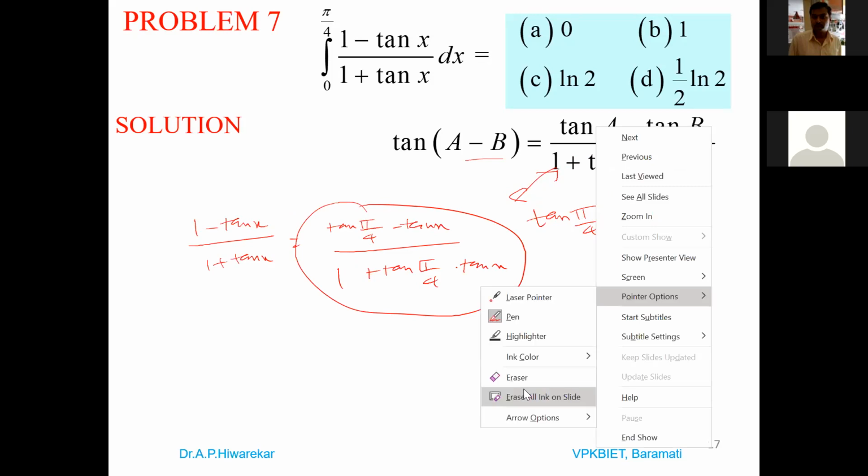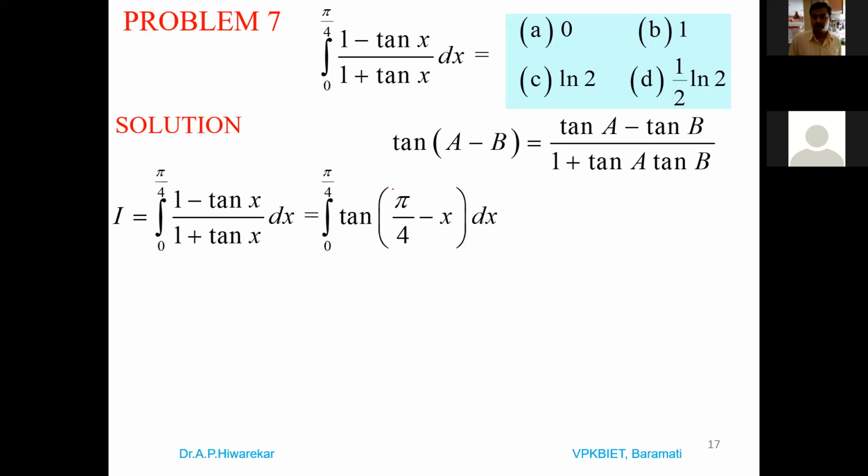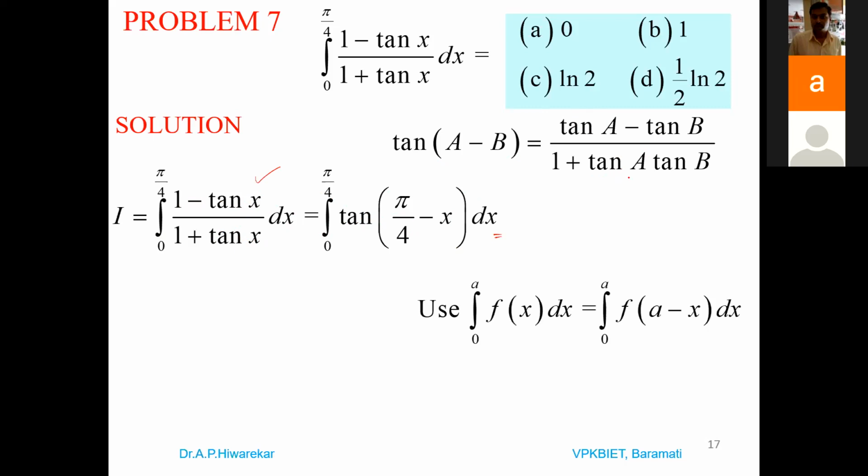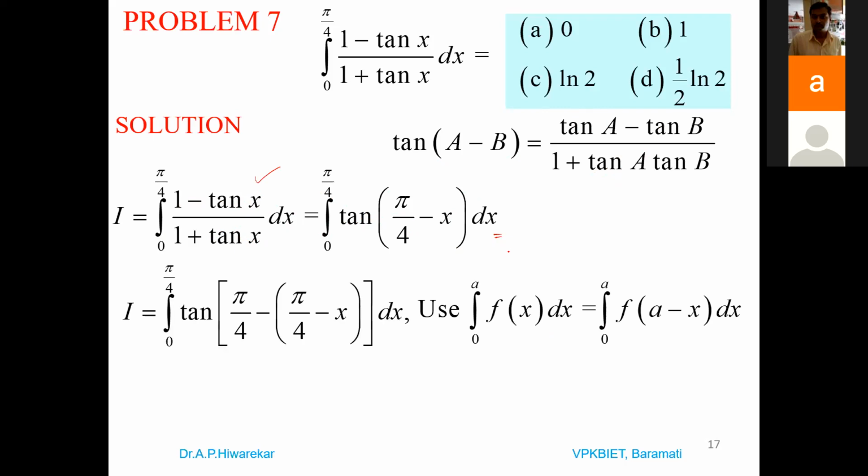Okay, so we will see how we can calculate. It is tan of (pi by 4 minus x), because 1 means tan pi by 4. So it is tan A minus tan B divided by 1 plus tan A into tan B. And by applying that formula, we get this integrand as tan of (pi by 4 minus x) dx. And integration of tan x is what? That we will see.